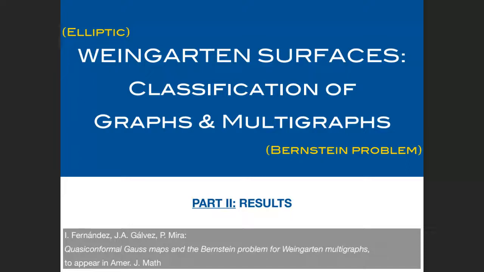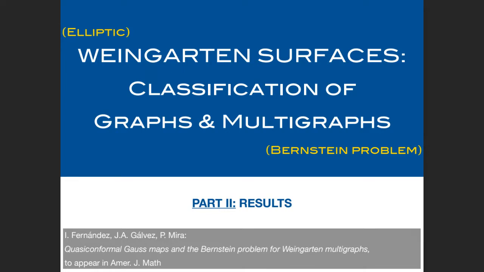Okay, so this is the second part of the talk. In this part, I'm going to present the results that we have obtained regarding the classifications of elliptic Weingarten surfaces and the Bernstein problem. And as I said before, this is a joint work with Pablo Mira and José Antonio Galvez, and this is the name of the paper in which you can find the results.